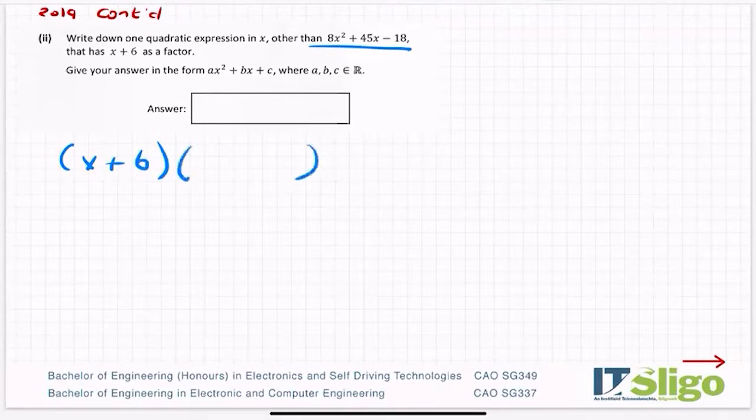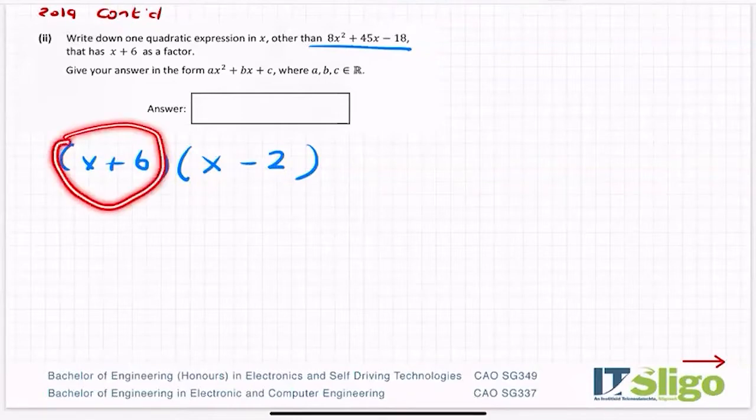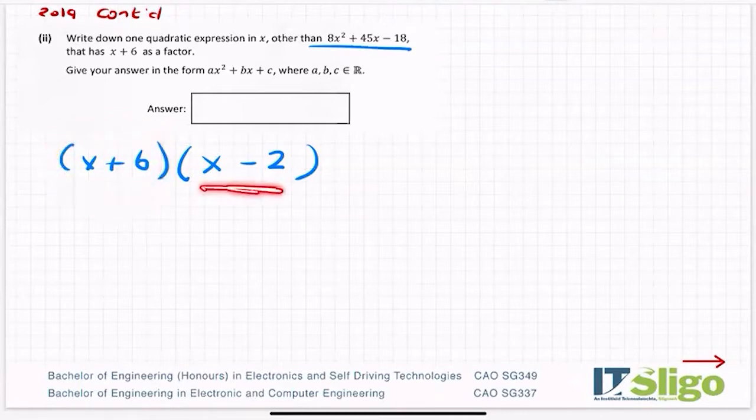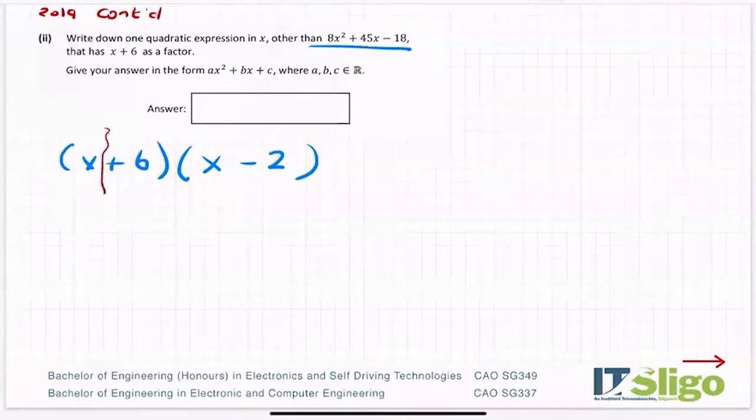Well, you're really allowed to make up any other factor that you want. So for example, I'm just making up x minus 2, because as long as x plus 6 is one of your factors, then it doesn't really matter what the other one is. Once I multiply them, I am going to get a quadratic. So then it comes down to how do you multiply these out? Well, it's x by x, x by minus 2, plus 6 by x, plus 6 by minus 2. Or you can visually write that down.